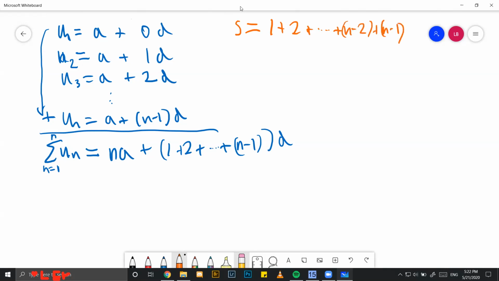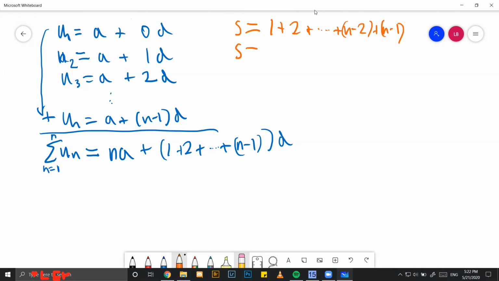I hope that makes sense, what I did over there. That's the same sequence as over here: 1 plus 2 plus whatever, all the way up to n minus 2 plus n minus 1, because n minus 2 is one less than n minus 1. So I've summed up all the things up to n minus 1, and I've written it out like this.